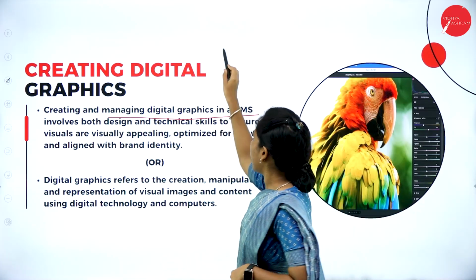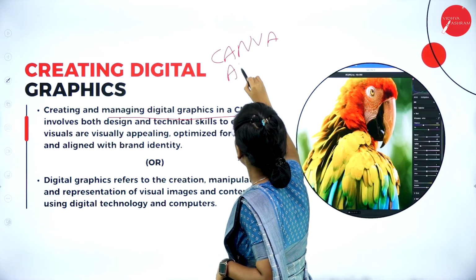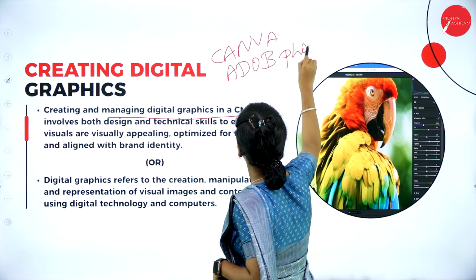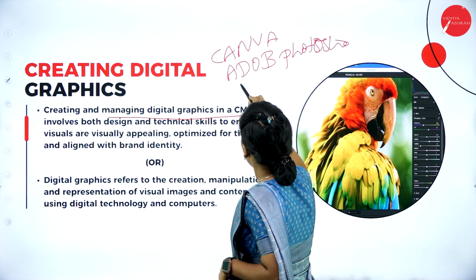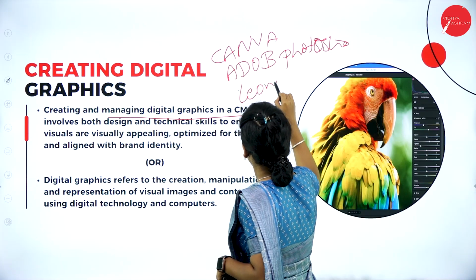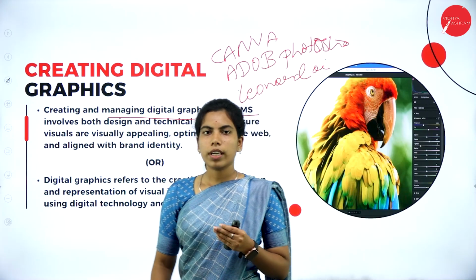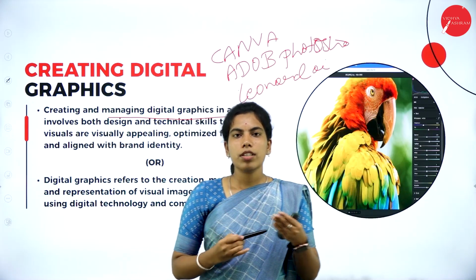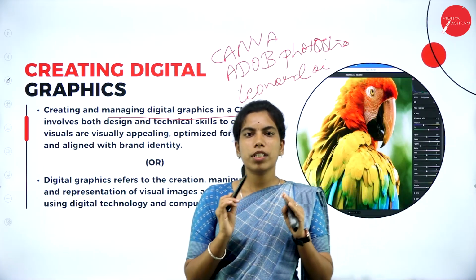For creating graphics, we have to use several platforms like Canva and also Adobe Photoshop, right? And also what? Leonardo AI. These are all some online platforms. So Canva is best used. Why? Because they have millions of templates, already available templates. We have to make some changes only.